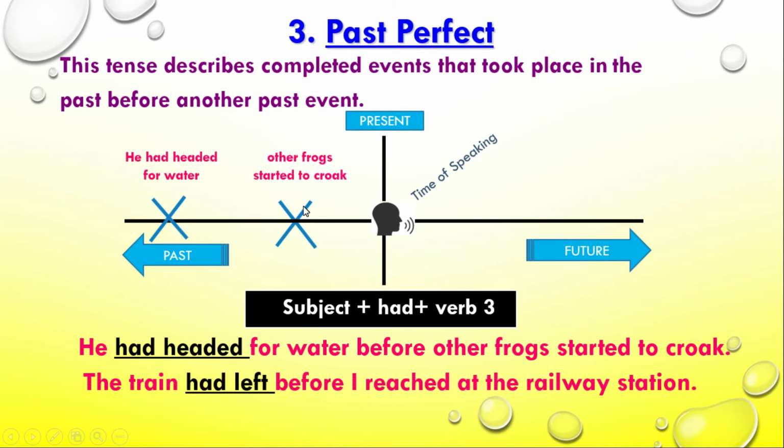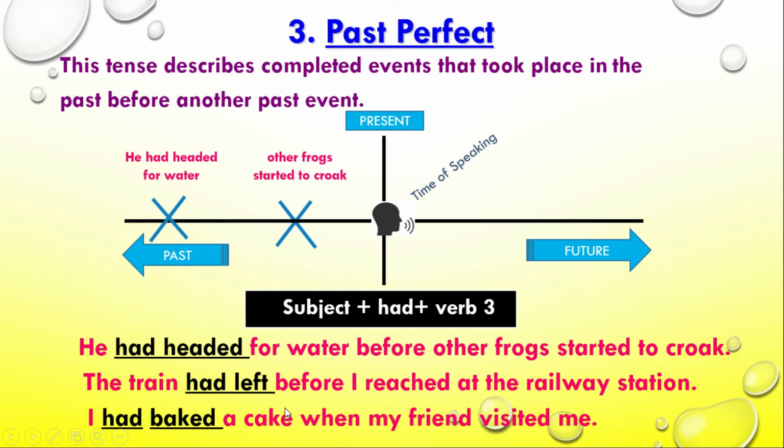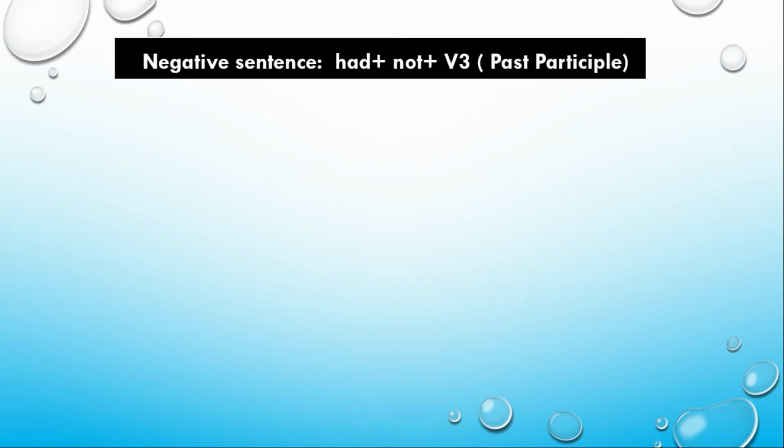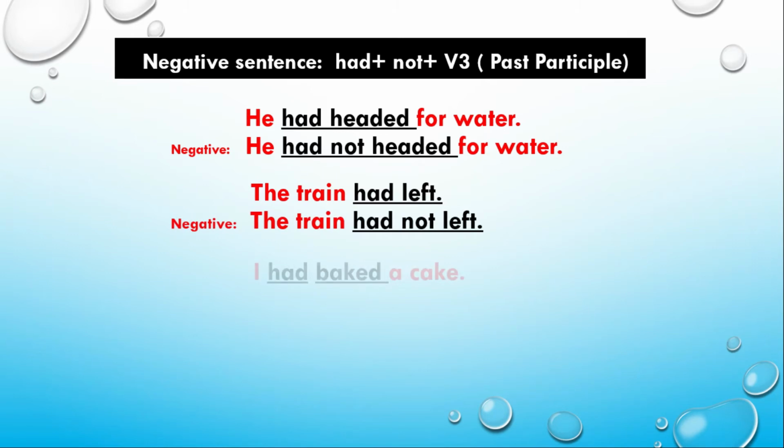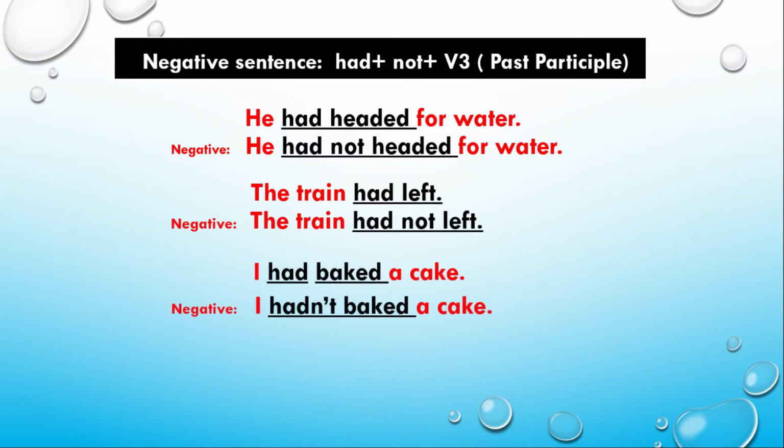The train had left before I reached the railway station. The first action is the train had left. I had baked a cake when my friend visited me. Now see how a negative sentence in past perfect tense is formed. He had headed for water. This is the affirmative sentence. Negative: He had not headed for water. The train had left. Negative: The train had not left. I had baked a cake. Negative: I hadn't baked a cake.